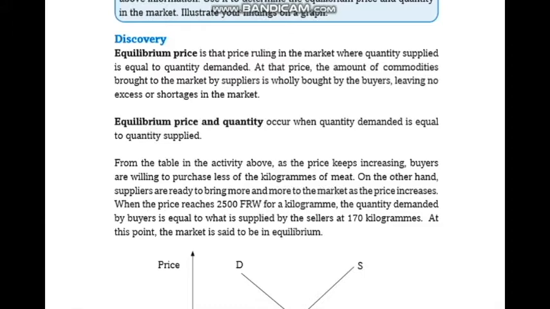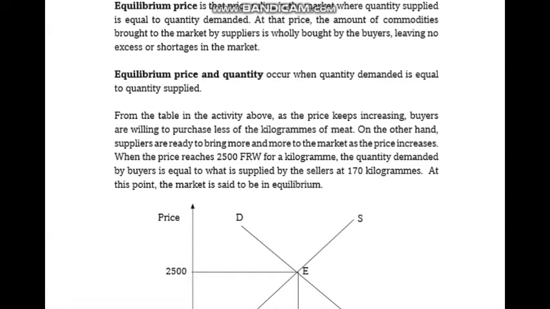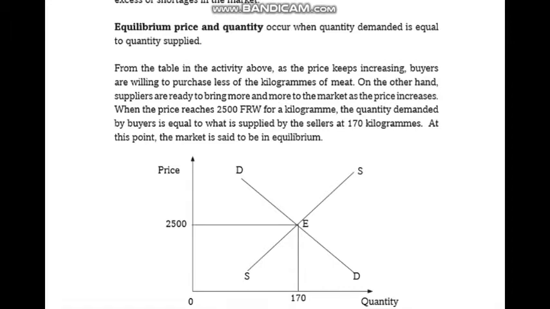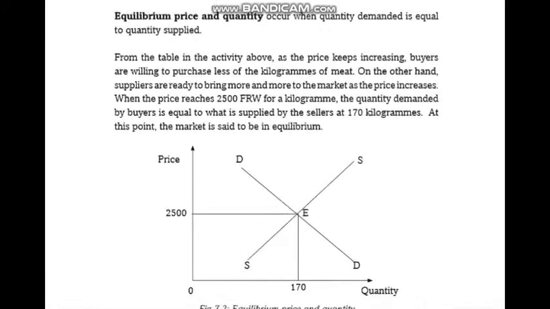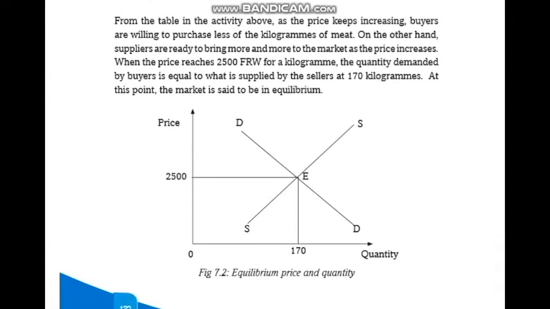That is what we call equilibrium price. So at that price, the amount of commodities brought to the market by suppliers is wholly bought by the buyers, leaving no excess or shortage in the market. Yes, equilibrium price and quantity occur when quantity demanded is equal to quantity supplied. Only that. From the table in the activity above, as the price keeps increasing, buyers are willing to purchase less of the kilograms of meat. On the other hand, suppliers are ready to bring more and more to the market as the price increases.